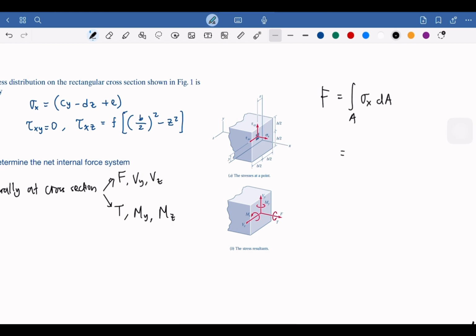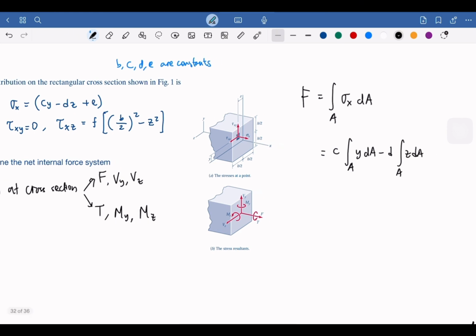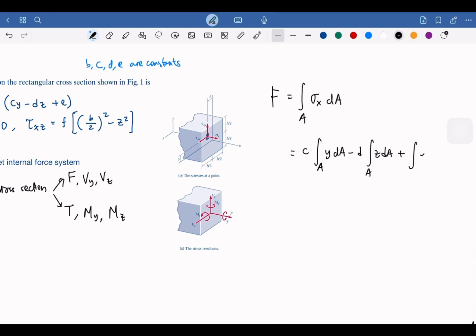So the constants will be, maybe let me write here. So C, D, E are constants to make it easy. So B, C, D, E as constants. So we are going to have C integration of y dA minus D integration of z dA plus integration of E dA.